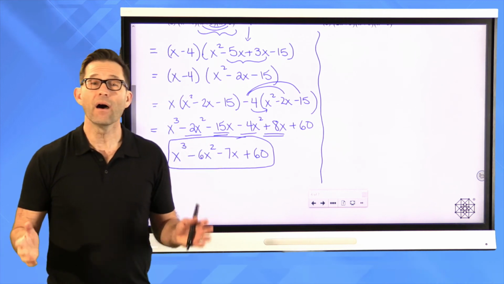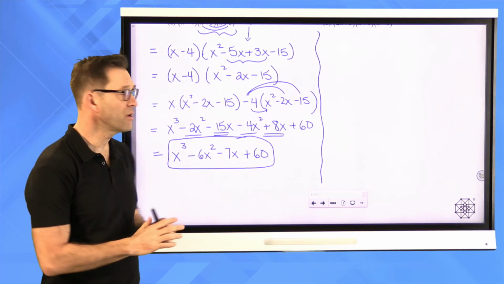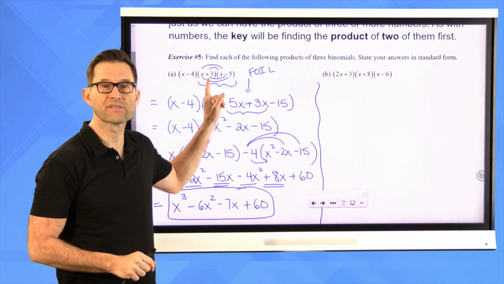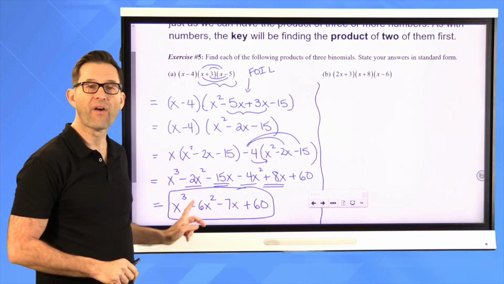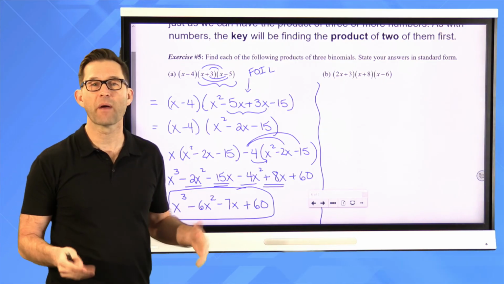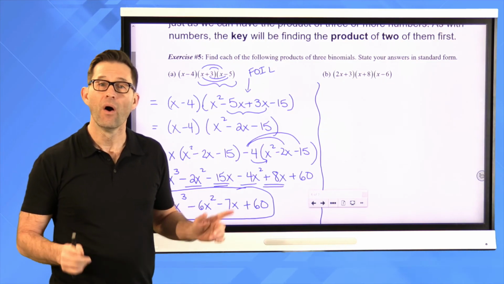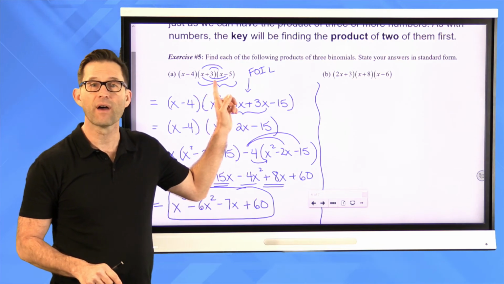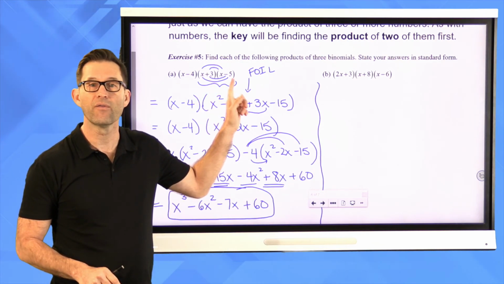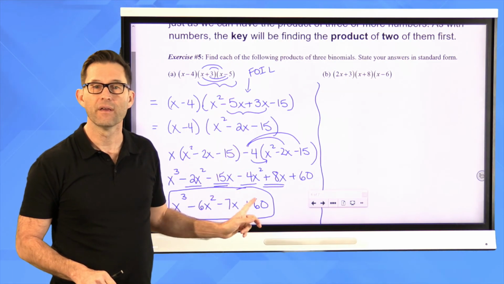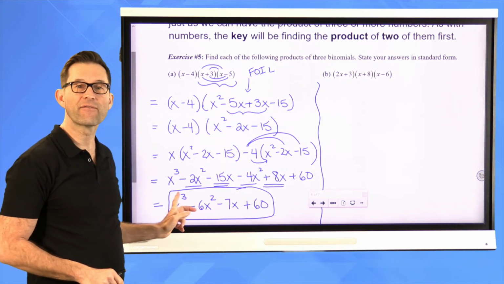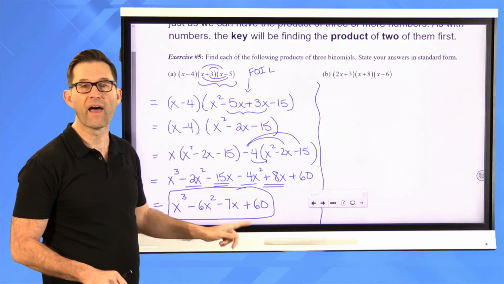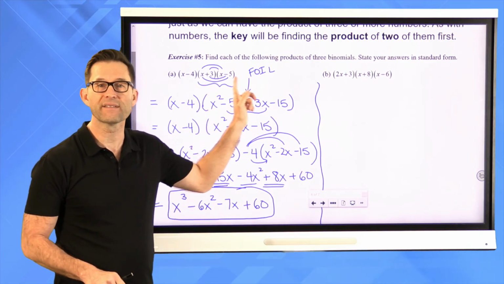All right. And not surprisingly, this shouldn't come as a surprise. When I have an x times an x times an x, my final answer has a highest power of x cubed. Also not a great surprise that I have a positive 60, because negative 4 times positive 3 is negative 12, times negative 5 is positive 60. In fact, that first term really comes from multiplying all first terms together, and the last term comes from multiplying all the last terms together.